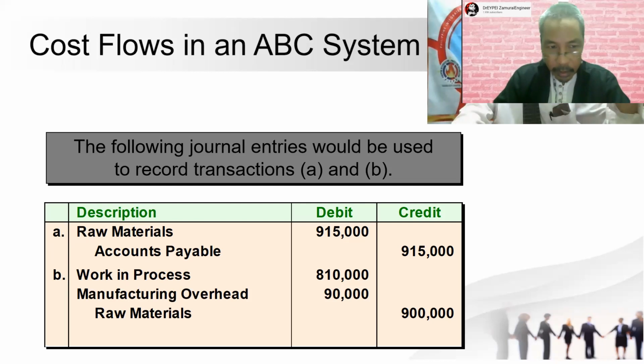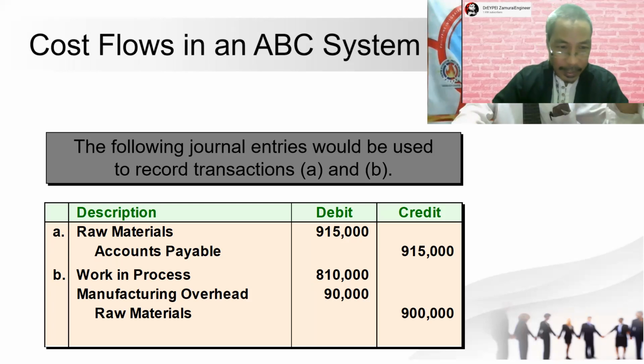What do we mean by raw materials, accounts payable, work in process, manufacturing overhead? These are account names, or what we can say, the name of the record. The account name raw materials increased by 915. That's why it is debit. Our company has to pay for that raw material later on. That's why it is credit.